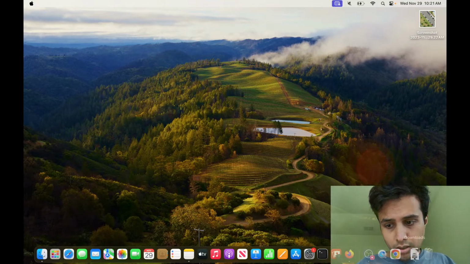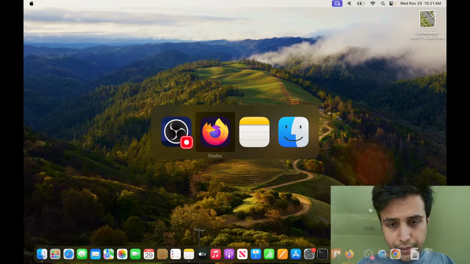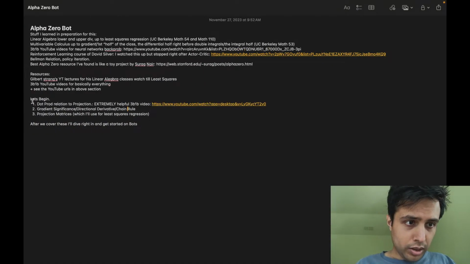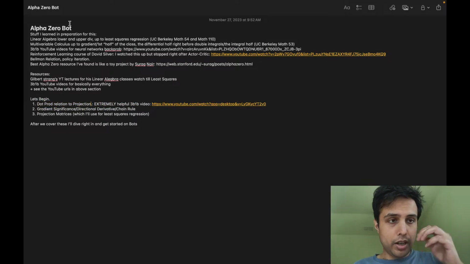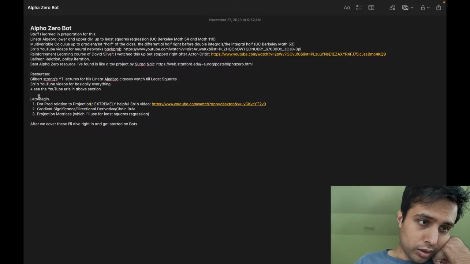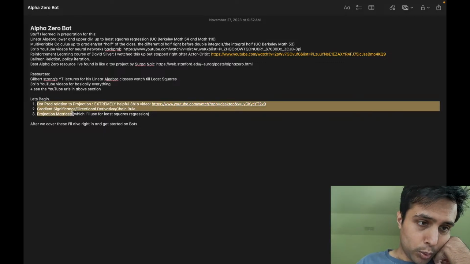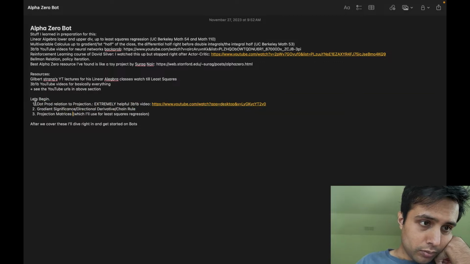Alright, so to recap, last time we did, basically before actually working on the bot, there are three topics I'd like to review. Last time I did this one, the dot product's relation to projection, and that's pretty important because everything else is based on that, really.